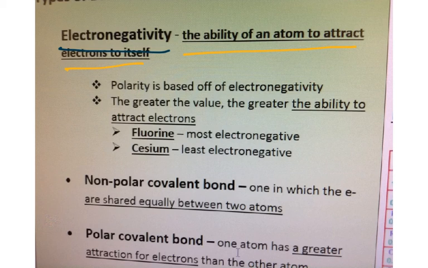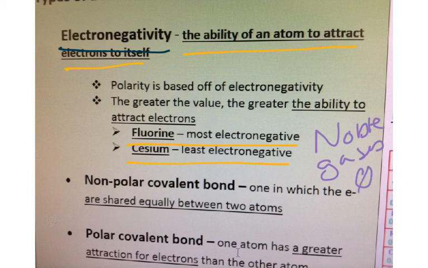What you want to remember is that fluorine was the most electronegative and cesium was the least electronegative. Fluorine wanted those electrons most, so if it's ever sharing, it really wants those electrons, whereas cesium really doesn't want electrons, so it gives them up. Now remember that noble gases have 0 electronegativity value, meaning that they never want an electron. Why? Because they have a full octet, so they're never going to want to gain an electron.